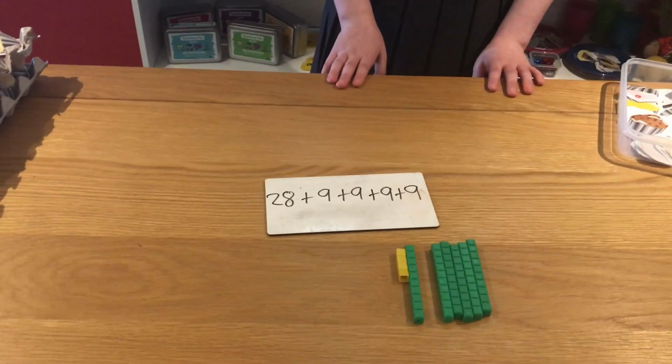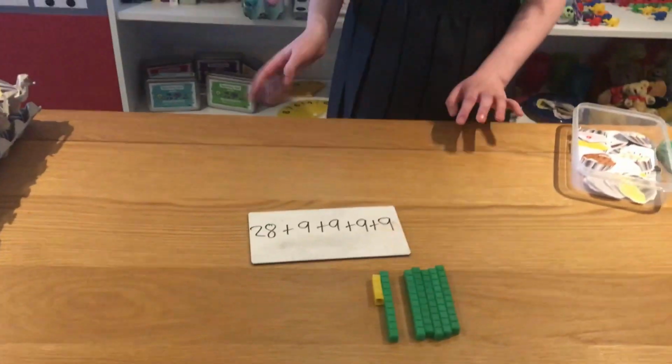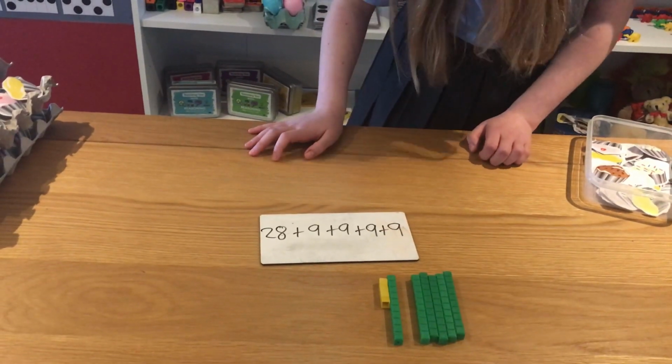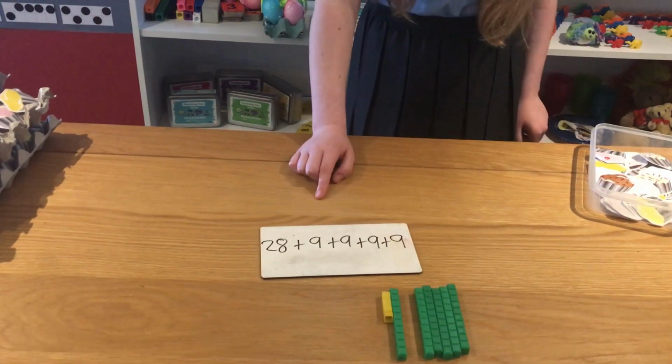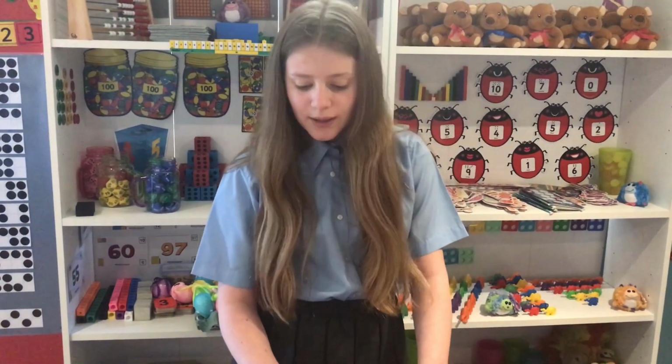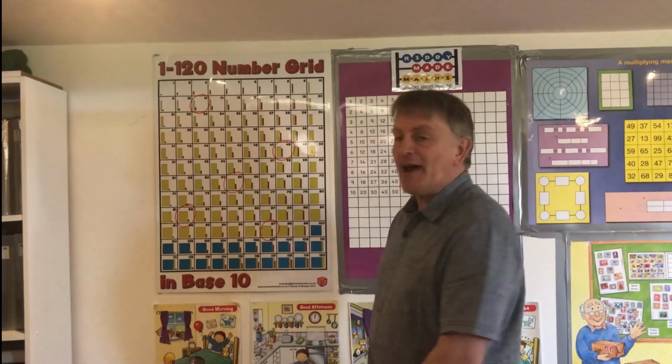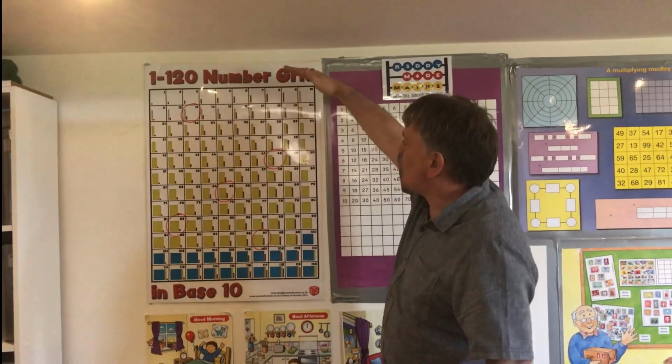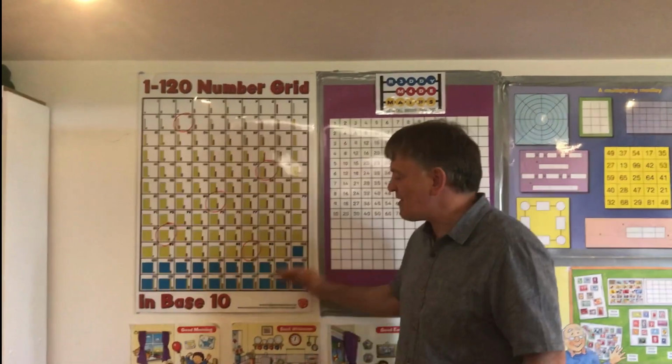Fantastic. And can you think of another way that you could do it, looking at what you've just done there? I think that instead of doing 4 9s, you could do 9 times 4 and then do 36 plus 28. Brilliant, loving it. We're now at the other side of the Reddy Maths classroom, and this is the 1 to 120 number grid created by Sense of Number.